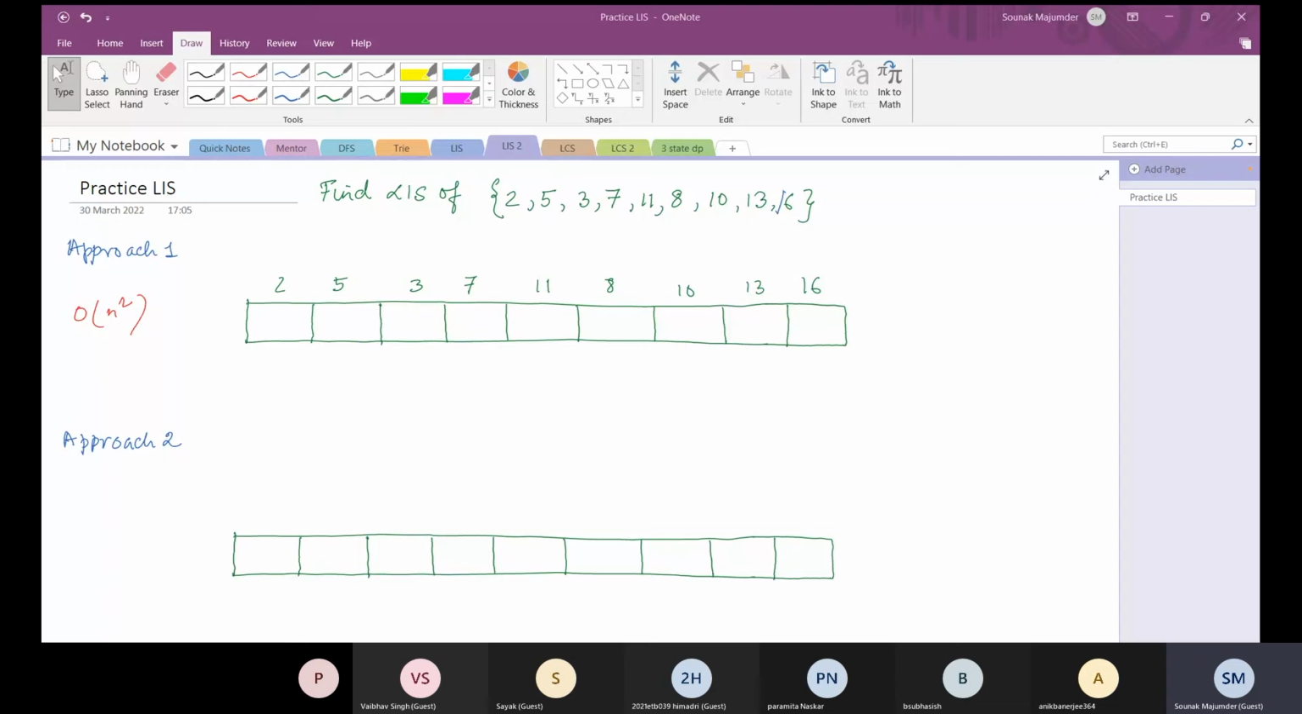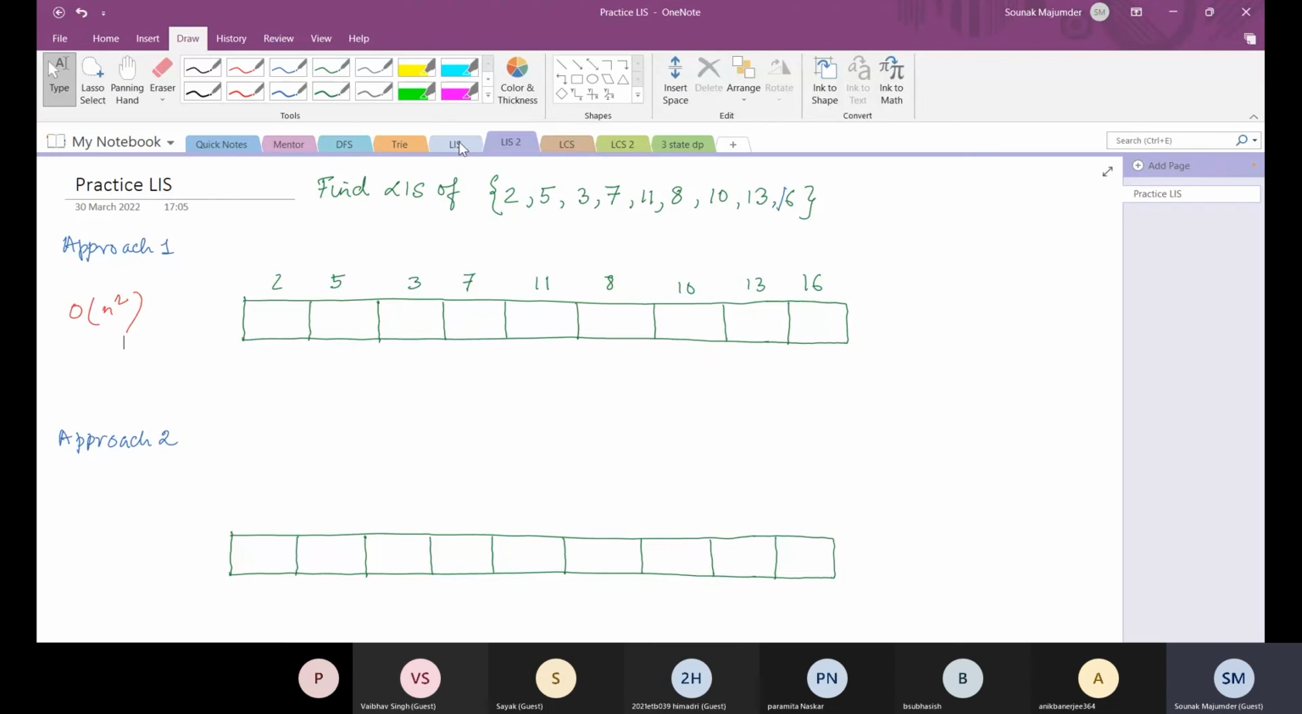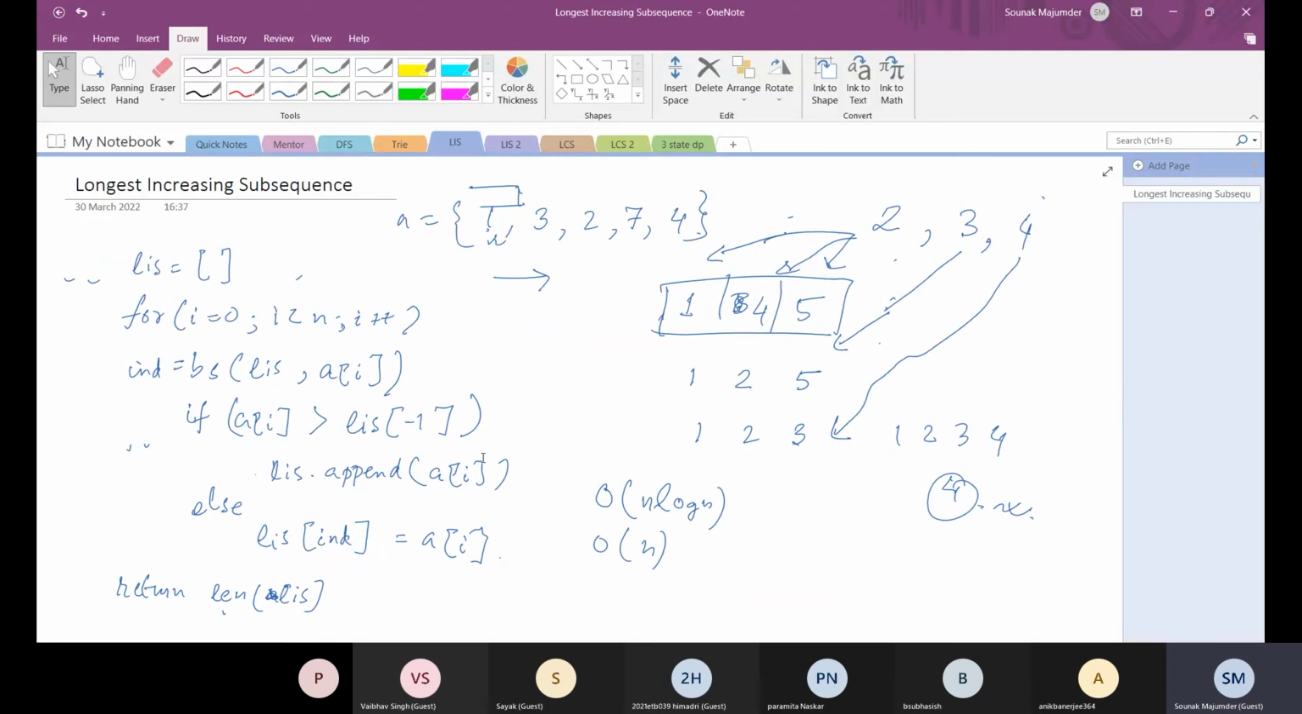Shayok, can you please again repeat the approach once? Which approach are you talking about? The n log n one. Yeah. Okay. So I will just explain it once again.